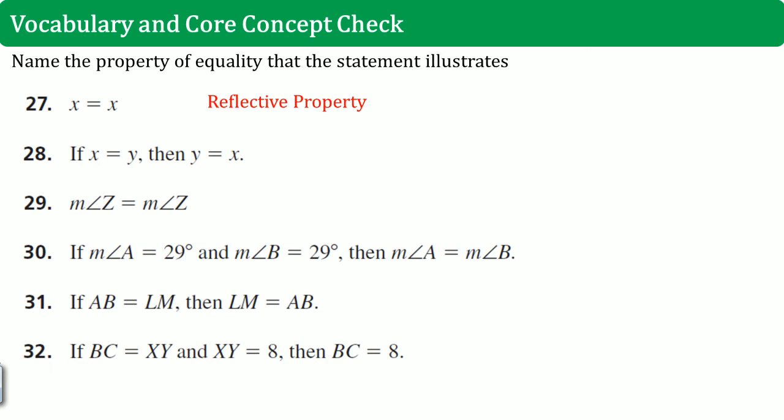If x equals y, then y equals x. That flips, so that is called the symmetric property. Angle z, 29. Angle z is equal to angle z. That is the same, so that's the reflexive property.